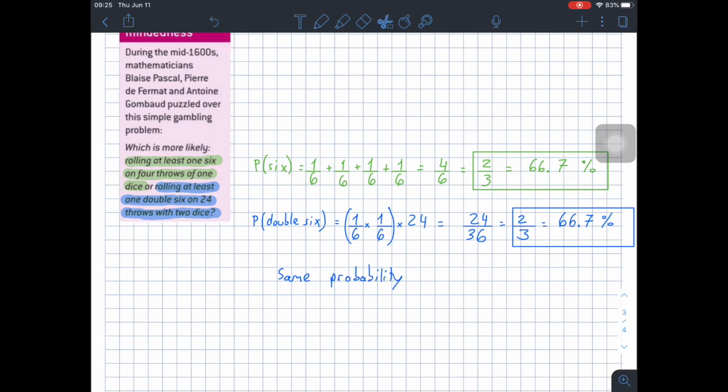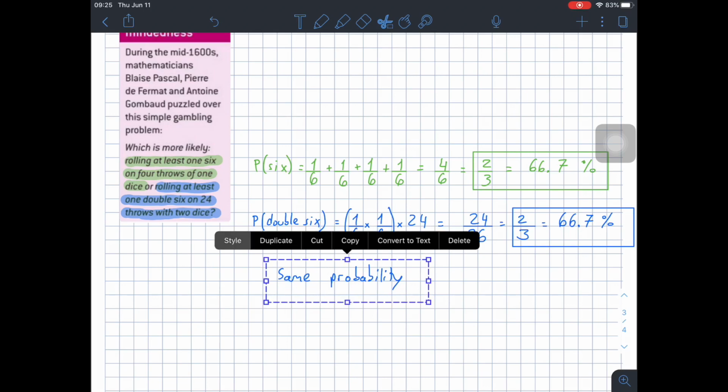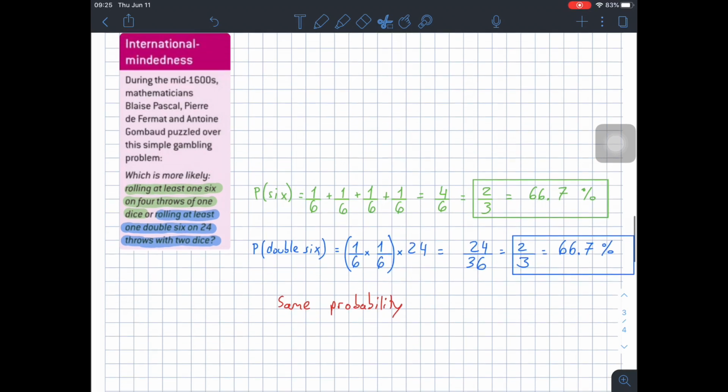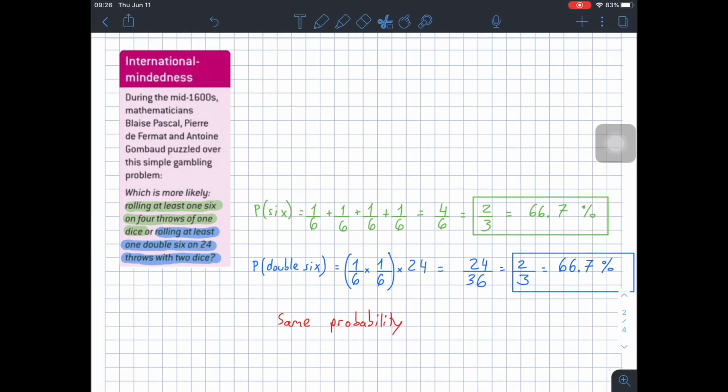So you see how you can think about these different situations just by applying the concept of probability, right? It looks like something difficult, but it's actually not.